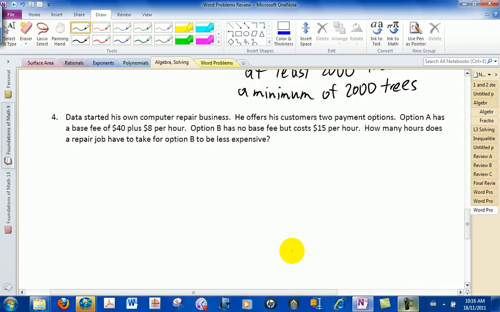Okay, so here's the next one, number 4. Data started his own computer repair business. Figure out, oh, I want you to make this change right now. Change this B to an A, please. Much easier. Yes?